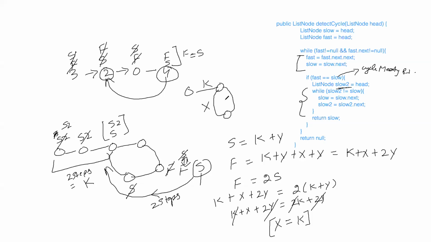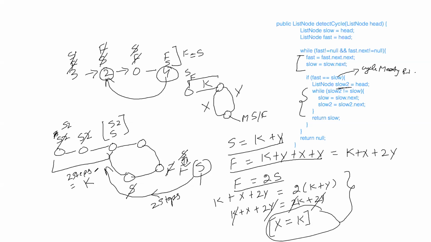So this is K, this is X, this is Y. So this was the meeting point. This was slow and fast, and slow and fast met here. At that time slow took K plus Y and fast took this much distance. So then we know that fast is running at twice the speed of the slow pointer. Based on this calculation, the distance would be the same. So with that assumption, when we run the slow pointer and the second slow pointer, wherever they meet, we can safely assume that is the start of the cycle.